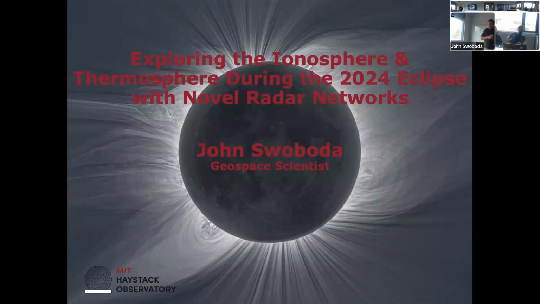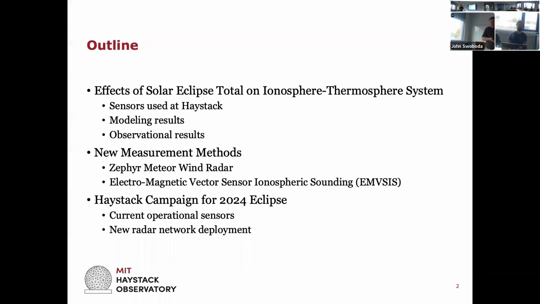My talk today is going to cover the eclipse and various types of the eclipse, the effects it has in the ionosphere and thermosphere, and some new measurement methods. These new measurement methods are going to be a combined sensor network. We have the Zephyr Medium Wind Radar Network and the Electromagnetic Vector Sensor Ionospheric Sounding, EMVSIS.